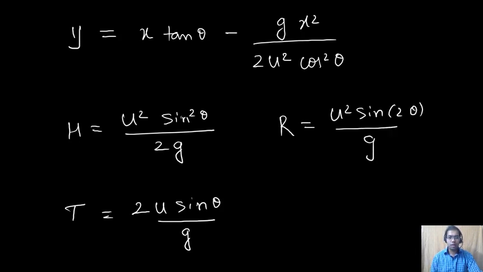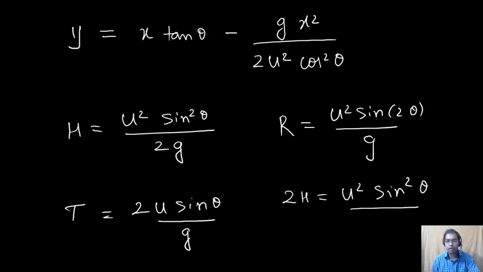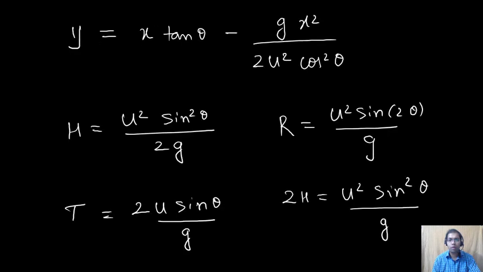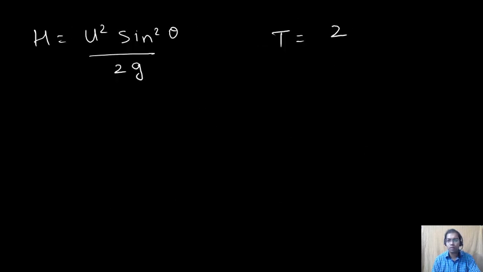So now if we see, in all of this we've got u sine theta and g as common. So we can try and find what is the relation between the height, time and range. So what I can do is I can simply write 2 times h is equal to u square sine square theta by g. Or let's have a look at it like this. If I write h is equal to u square sine square theta by 2g, and I have got the total time of flight to be 2u sine theta by g.